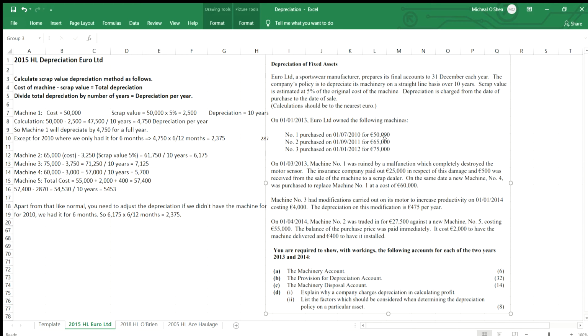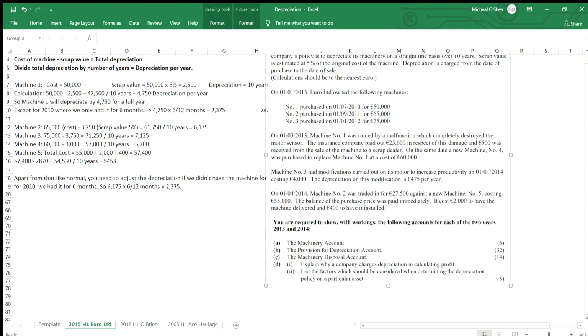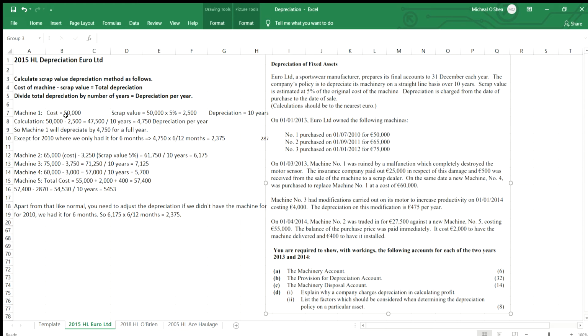In other words, this is your 100%. It'll drop down to 5% after 10 years. So the total depreciation will be equal to 95%. So how do we do all that? It's only me talking through it there, but this is how we look at doing it. So the cost of the machine in the first case is 50,000. We'd need to find the scrap value, which would be 5% of that, and take it away, and that'll be the total depreciation. We'll then divide the total depreciation by the number of years, and we'll find the depreciation per year. So as I said, for the first machine that we have, the cost is 50 grand.